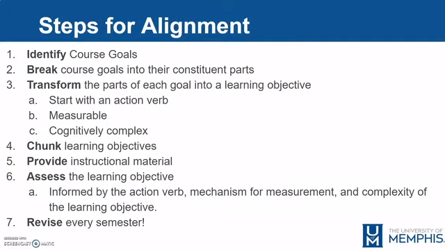Step 4, provide instructional material. With the course structured based on learning objectives, you now know what instructional content you will need for students to attain that objective. This can be readings, videos, lectures, whatever else may be needed. Step 5, assess the learning objective. Returning to the learning objective, we can use our action verbs, mechanism for measurement, and complexity of the learning objective to help determine the best assessment method.